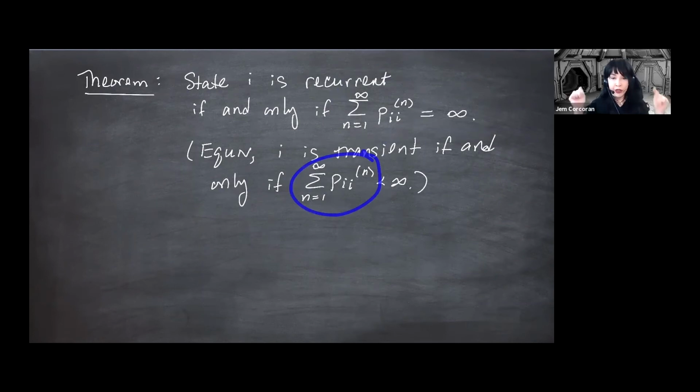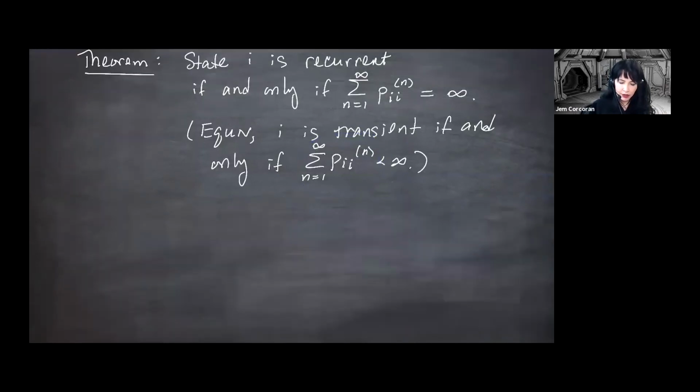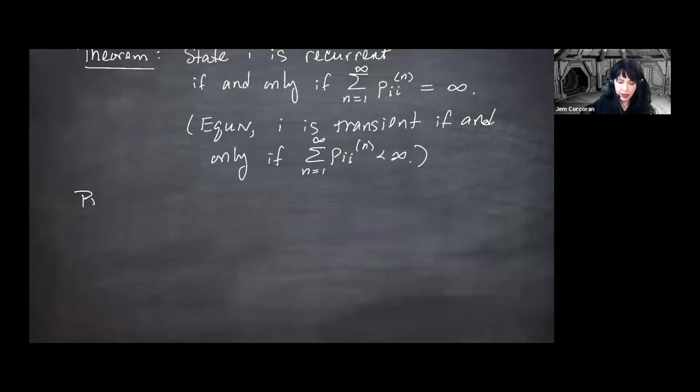Okay, so we're going to use this to show that recurrence and transience is a class property, but first let's prove this. We just need to show one case. The other one is automatically true. I think it's easier to show the transient case, and we're going to use what we just did.